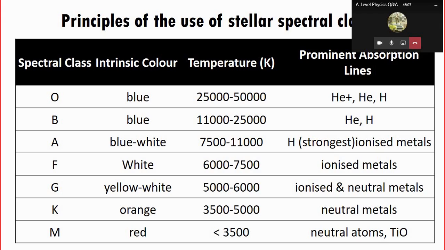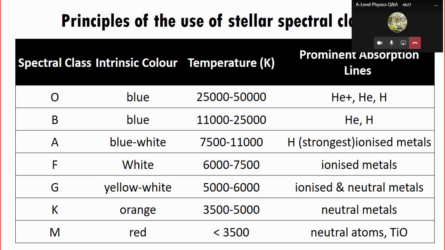And then the new part of this is the fact that you have spectral classes. The spectral class is just looking at the absorption lines and saying what you have there. And we need to remember this series of letters: O, B, A, F, G, K, M.